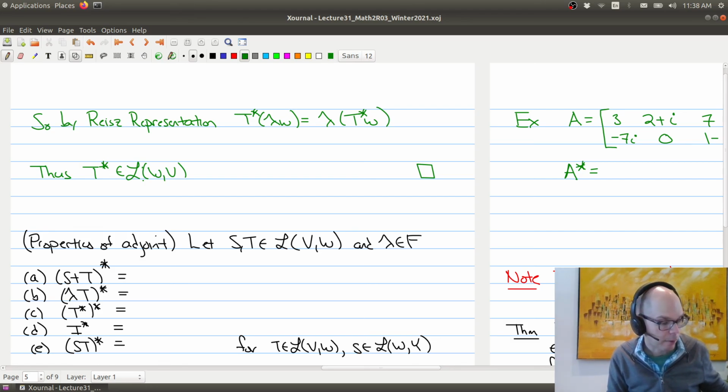So when we come back after the break, we're going to introduce some properties of the adjoint, and I'm going to bring in this idea of the transpose of the matrix.